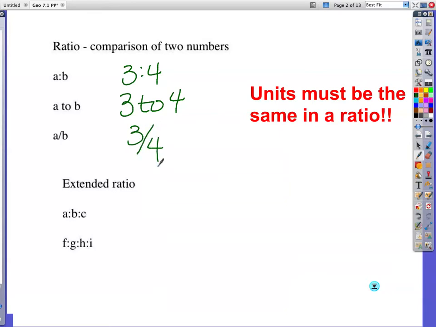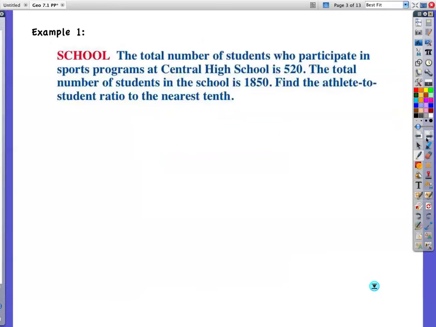We're also going to talk in this little section about extended ratios, A to B to C, and you can have 3, 4, 5, 6, 7 comparisons there. And they have here F to G to H to I. They have 4 in that. We pretty much are just going to go with the 3 and the 4 for our extended ratios.